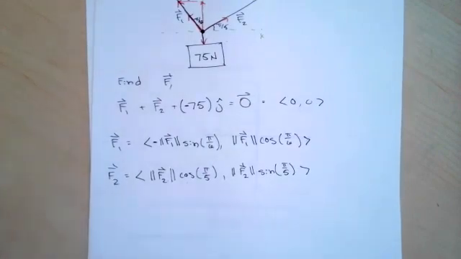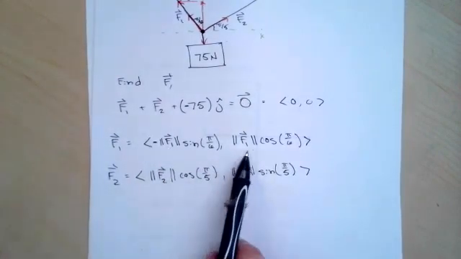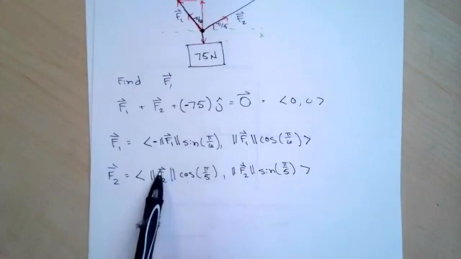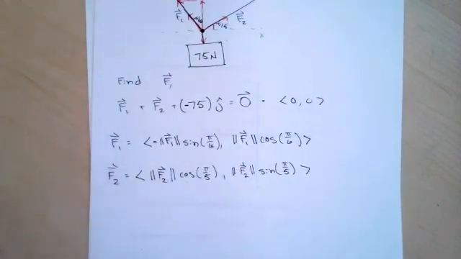So set up your systems of equations. We've got two unknowns now, just the magnitudes of the vectors. And then you can solve everything else. Any questions?